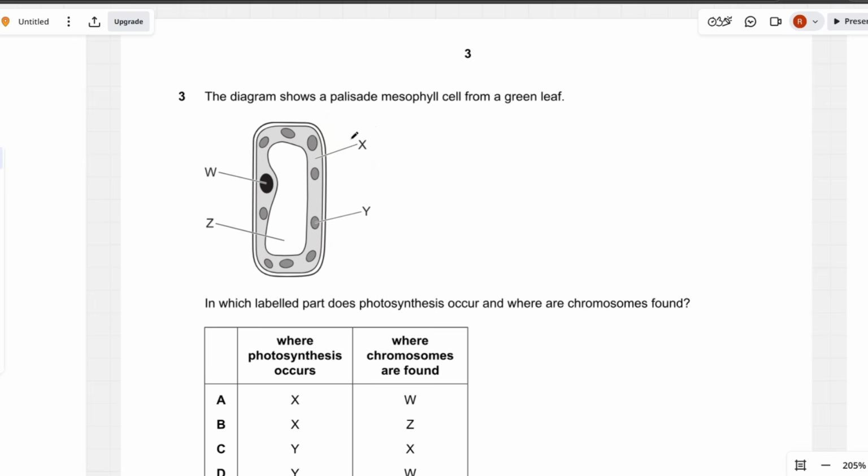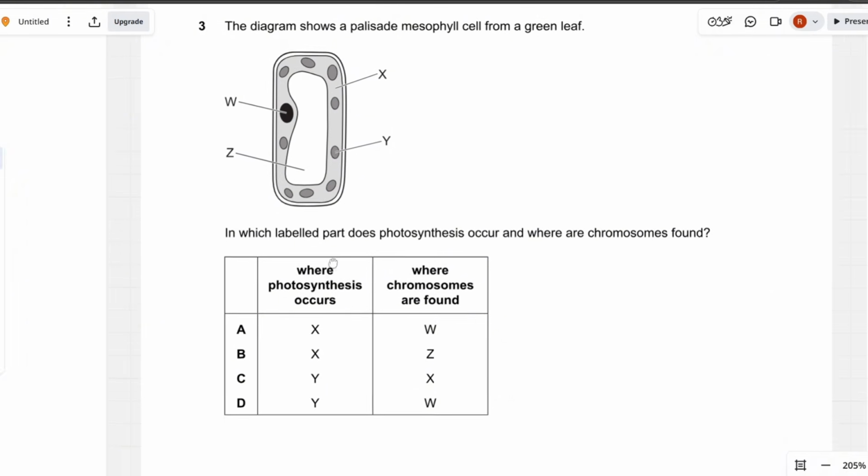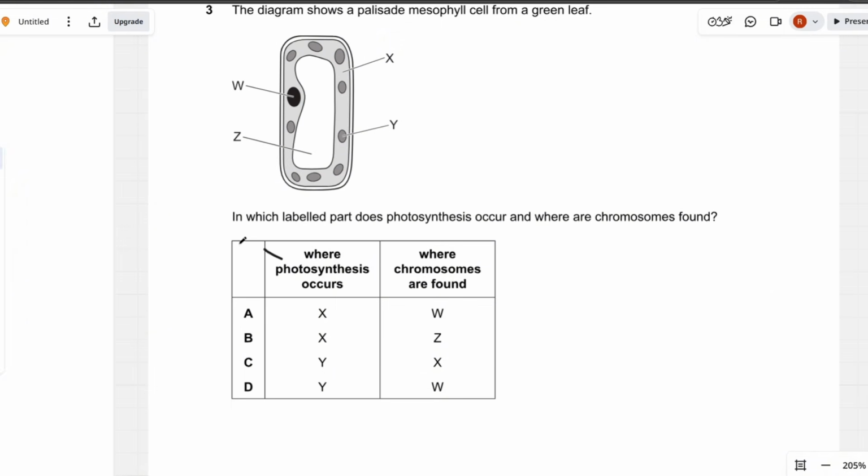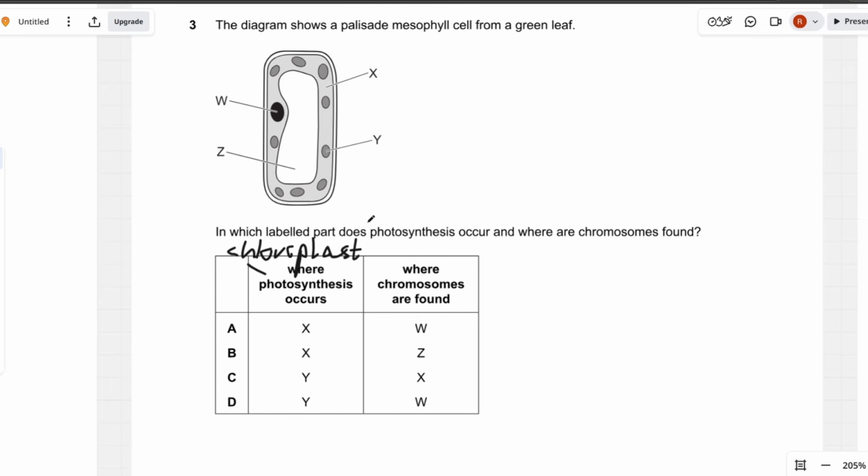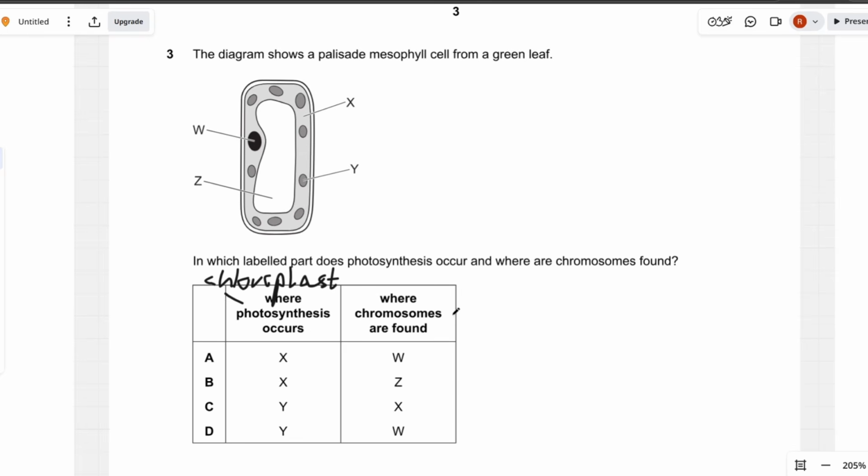The diagram shows a palisade mesophyll cell from a green leaf. In which labeled part does photosynthesis occur, and where are chromosomes found? Let's answer these questions. We know that photosynthesis occurs in structures called the chloroplasts. These structures contain chlorophyll, and this is why they can carry out photosynthesis. The chromosomes are found in the nucleus, and the chromosomes are the form of storage of DNA.